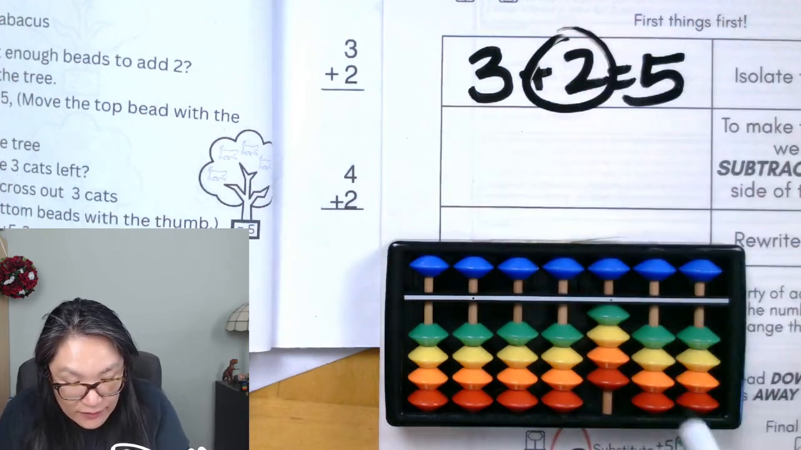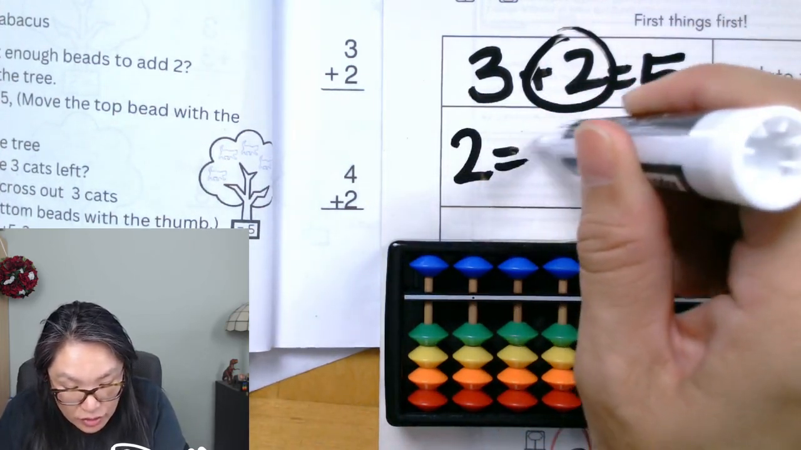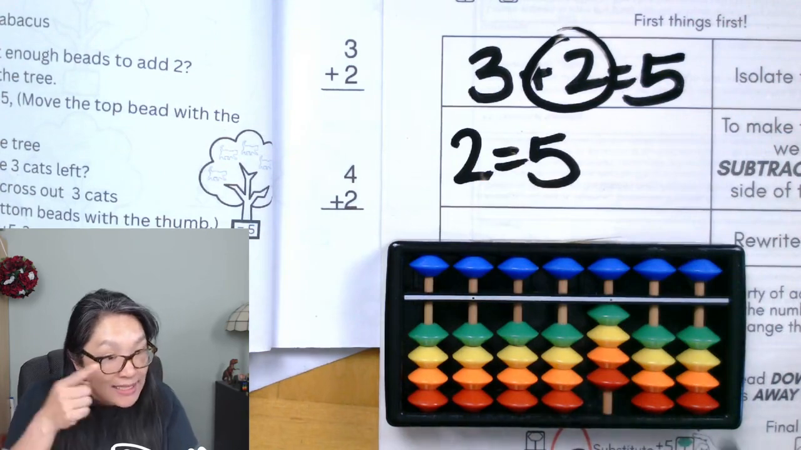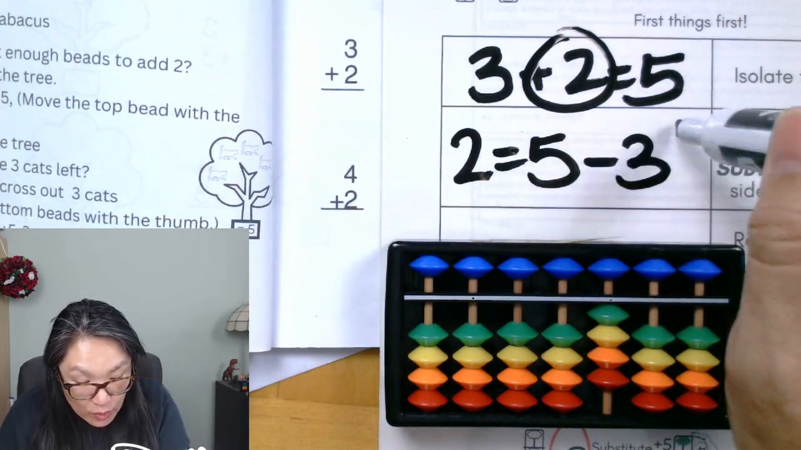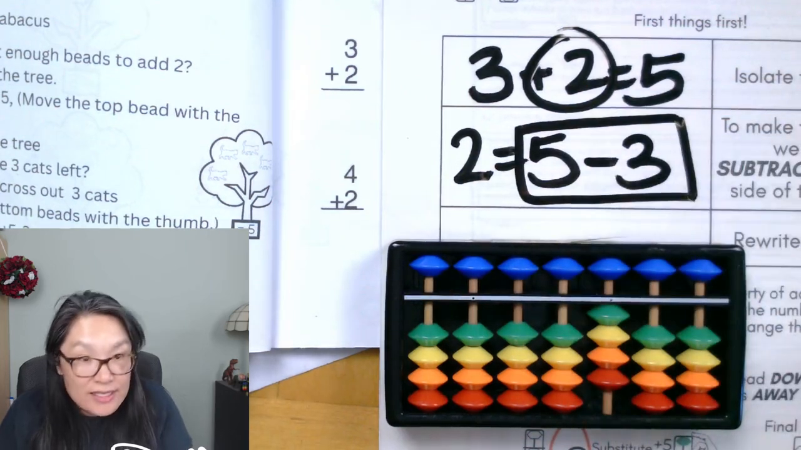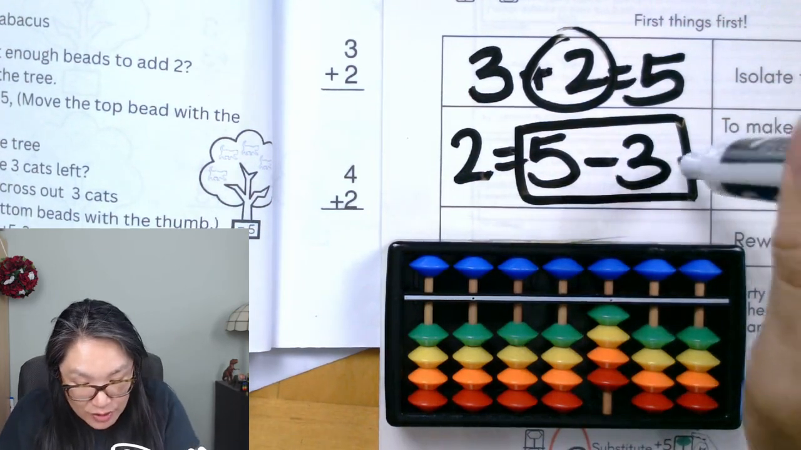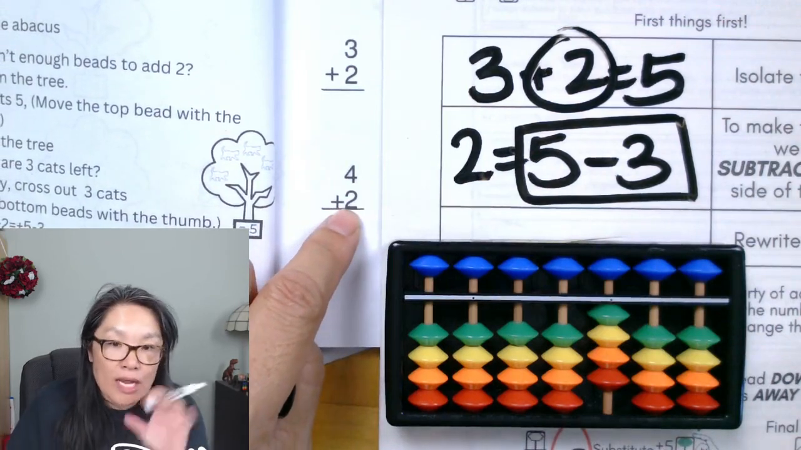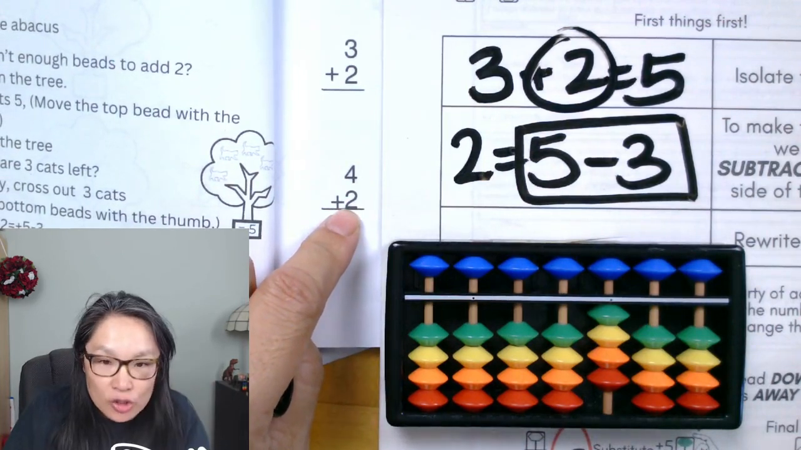We're going to isolate this variable. We're going to make it into 2. Now what do we do? We subtract. Yes, exactly. We're going to subtract the 3. What we're going to do now is substitute this information. We're going to substitute this into here. So now we're doing a little bit of algebra.